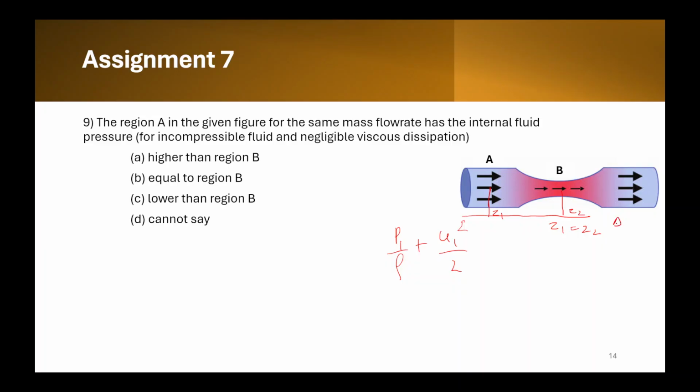So you can say delta Z is 0, so the potential energy term will be 0 here, is equal to P2 by rho plus U2 square by 2. From the previous question, we found that U1 is less than U2. So to keep these terms constant, if U1 is less than U2, the internal fluid pressure will be greater than P2. So you can say PA is greater than PB, so higher than region 1.